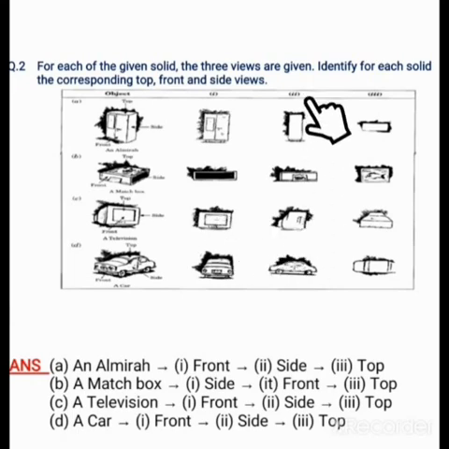Now which one is this figure? This is the side view. And which figure is this? This is the top view.